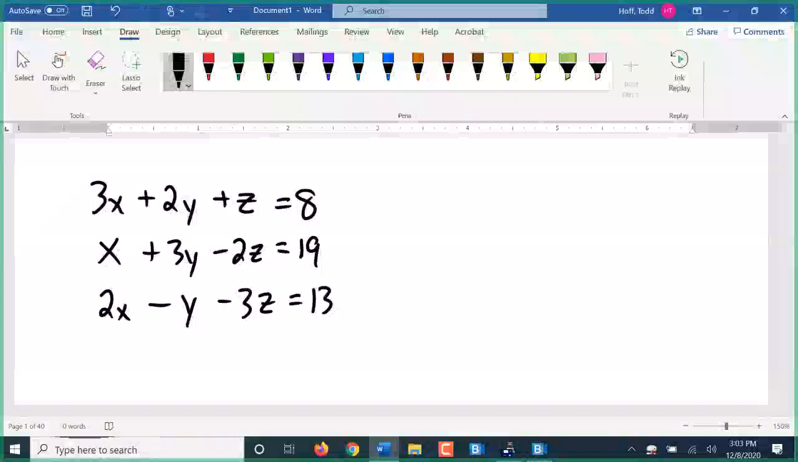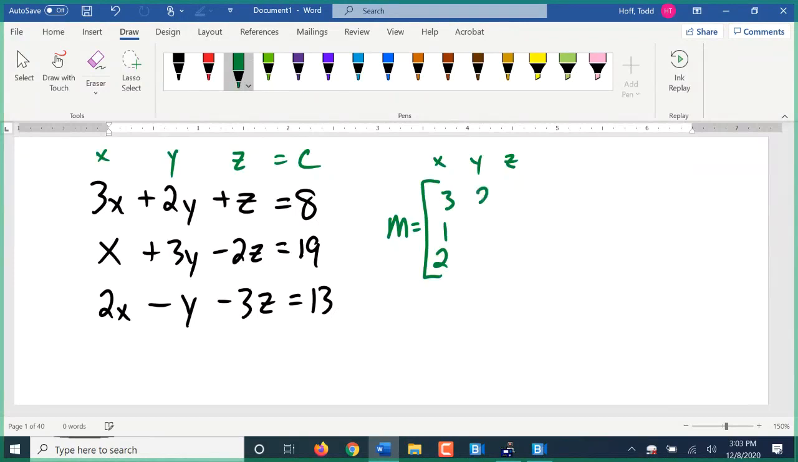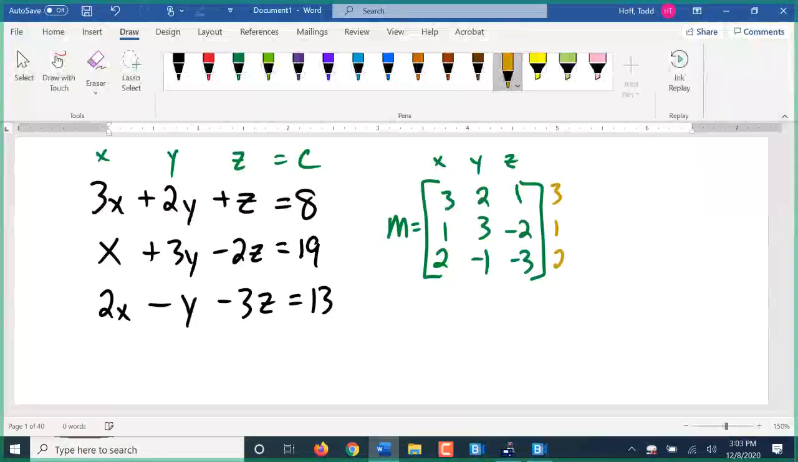Well, this is still in that proper form, x's, y's. Now we also have the z's, and then equals the constants. Our base matrix now will be the x's, y's, and the z's. The x's are 3, 1, 2, y is 2, 3, negative 1, and z is 1, negative 2, negative 3. And we're going to find its determinant, so let's go ahead and do it now. I'm going to use the diagonal method, so I'm just going to rewrite the first two columns.